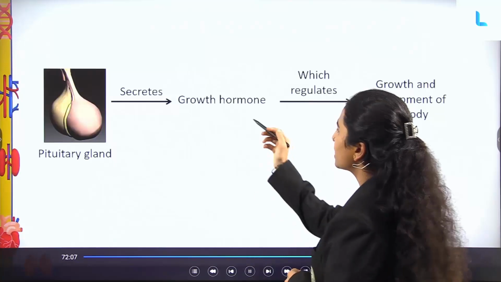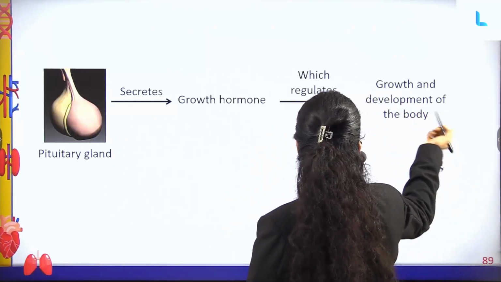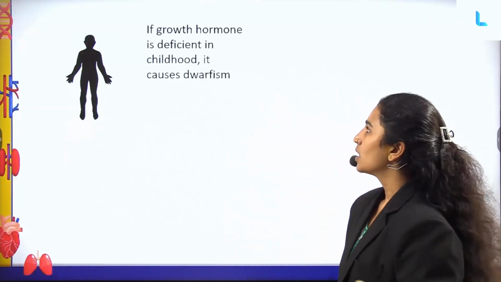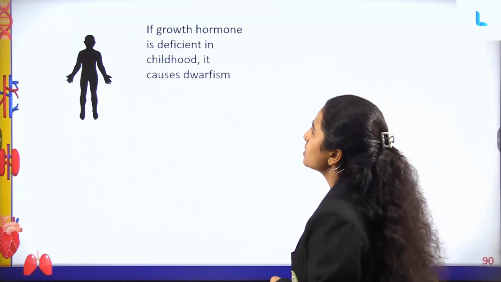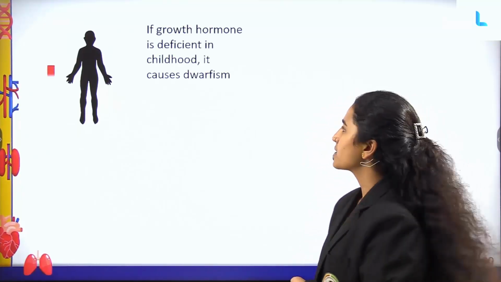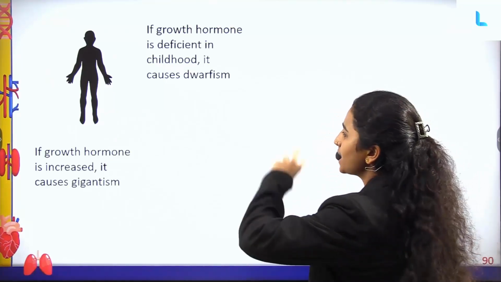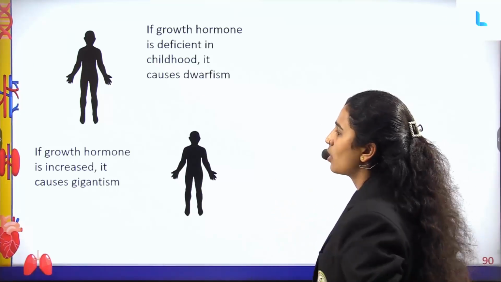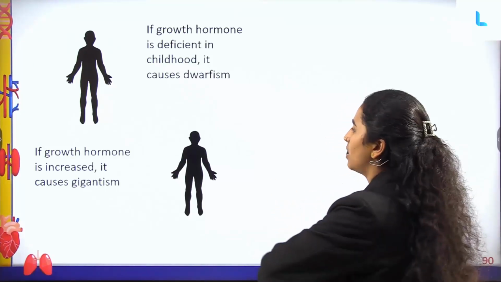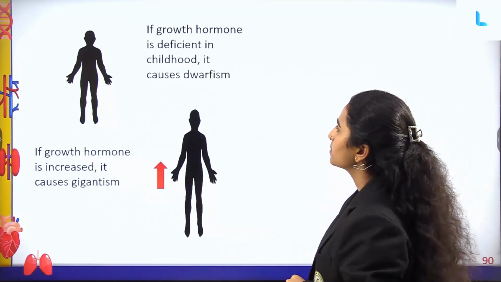Now the pituitary gland secretes growth hormones. This helps in the growth and development of the body. So the pituitary gland checks over growth and development. If these growth hormones are deficient in childhood, it will cause dwarfism. If they are produced in increased amounts, it will cause gigantism, that is growing enormously tall, like this.